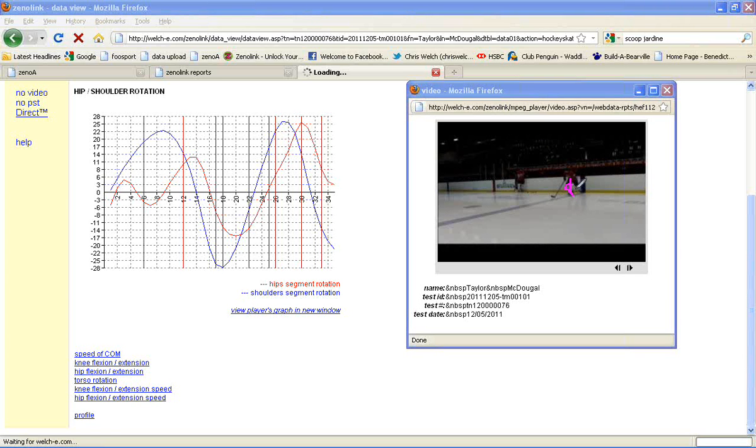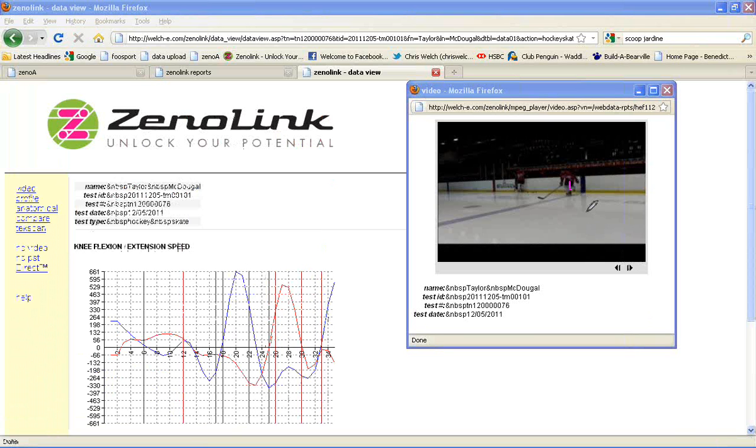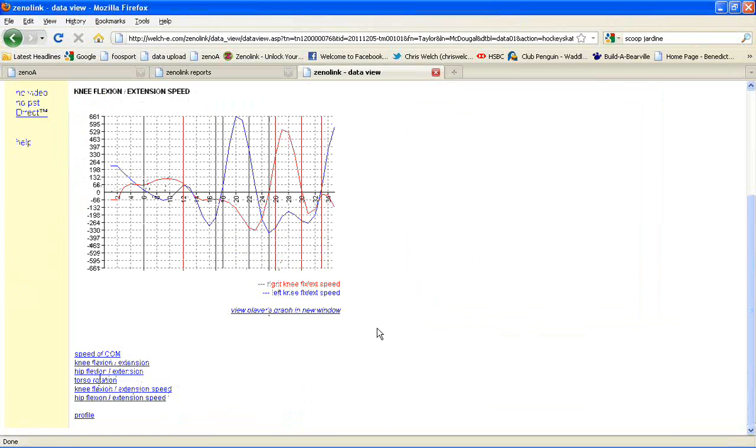Then you're going to see the knee go into some flexion through mid stance. Just after mid stance, you should see a burst of extension speed at the knee, and then just prior to foot off the ice, you should see a rapid flexion. So you get both the push against the ice as well as a rapid pull to accelerate forward.